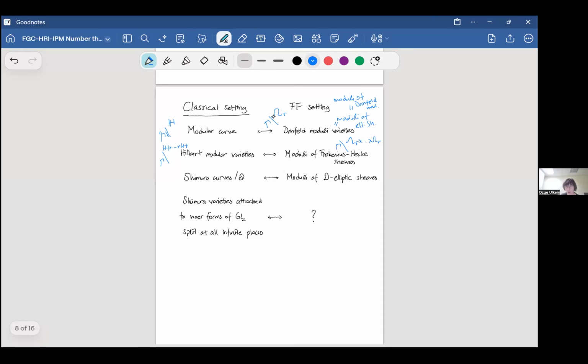You have Shimura curves over Q, which again involve the upper half plane. Now you have Gamma, but it includes some quaternion algebra. It's related to a quaternion algebra. And it corresponds to the moduli of D-elliptic sheaves in the function field setting. Here, D is a maximal order of a division algebra.